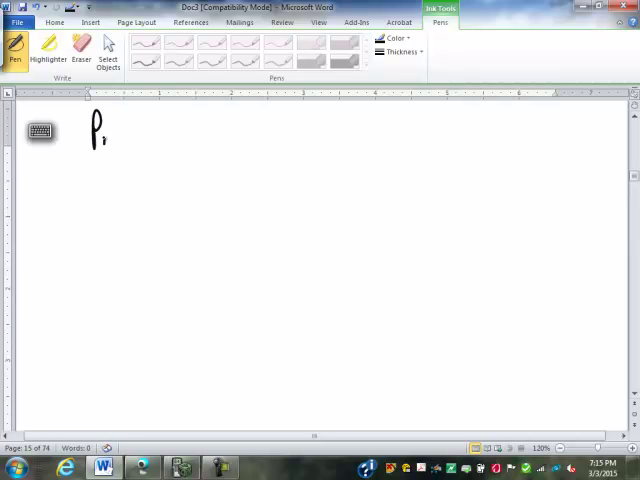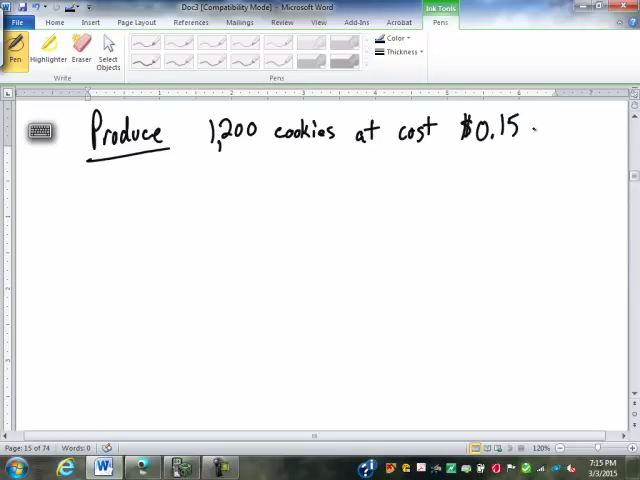So let's say we're going to produce 1,200 cookies. Since you're hungry, let's just keep pushing it a bit, huh? At a cost of 15 cents each. We figure to survive, we're going to need 120% markup on cost.